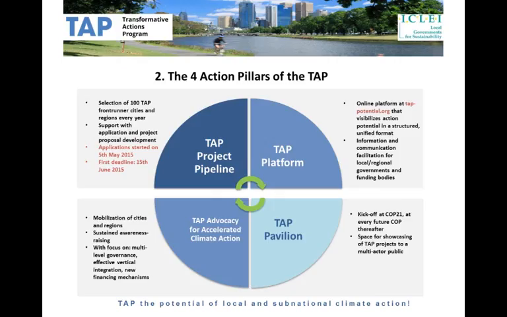Let's start with the TAP project pipeline, which is the process by which every year up to 100 TAP projects are selected in the run-up to the annual conference of the parties and presented during the COP. So this will start this year at COP21. During this process, cities and regions are actively mobilized to apply to TAP, and then they are also supported in their application, both by the TAP team within the World Secretariat, but also ideally by regional offices.